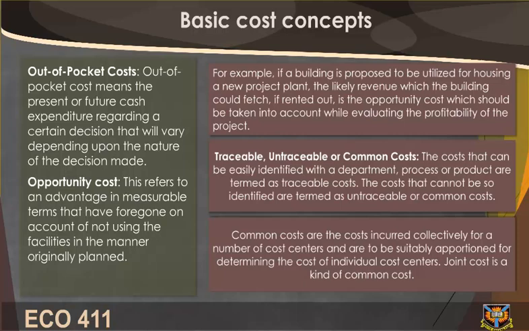Traceable, untraceable, or common costs. The costs that can be easily identified with a department, process, or product are termed as traceable costs. The costs that cannot be so identified are termed as untraceable or common costs. Common costs are those costs incurred collectively for a number of cost centers and are to be suitably apportioned for determining the cost of individual cost centers. Joint costs is a kind of common cost.